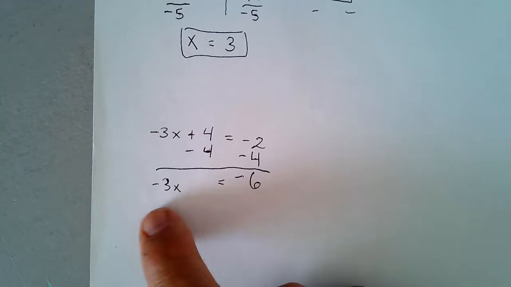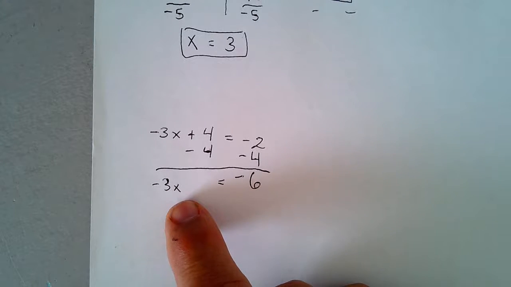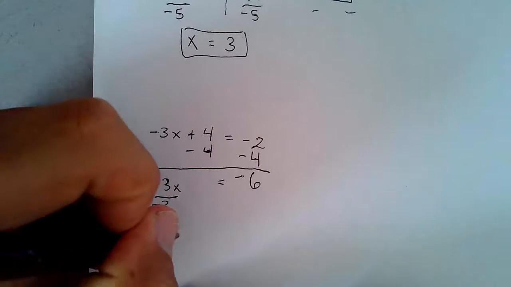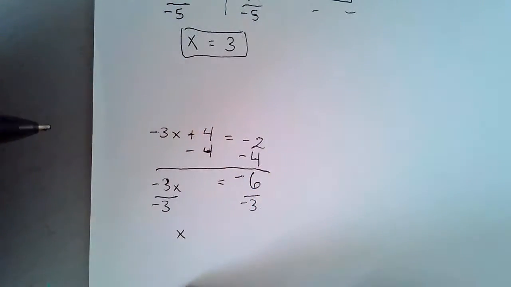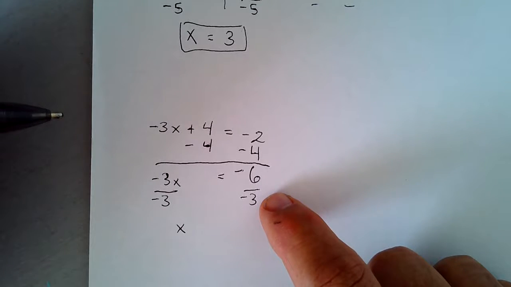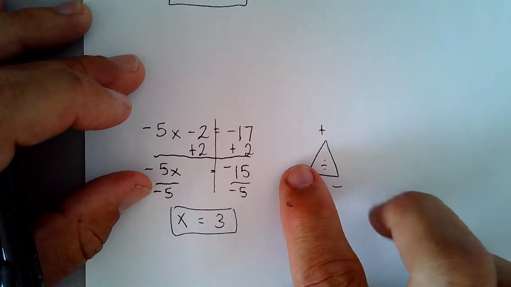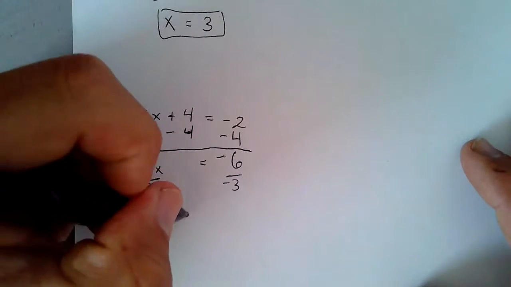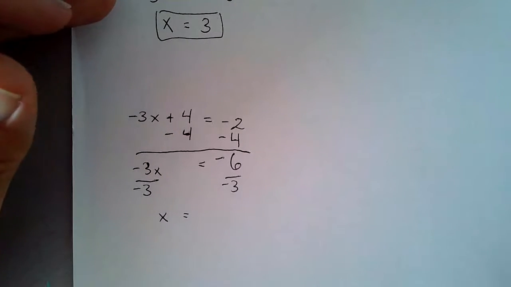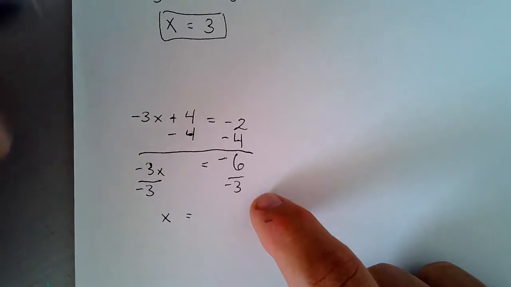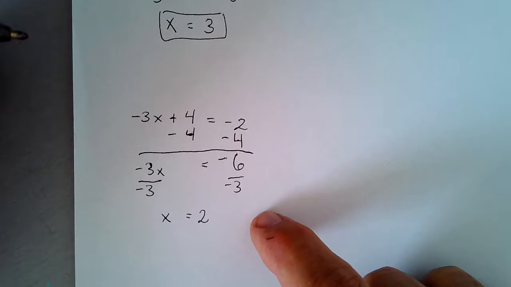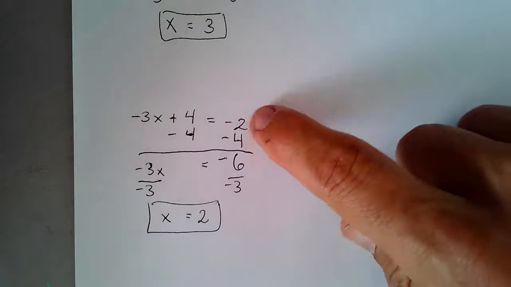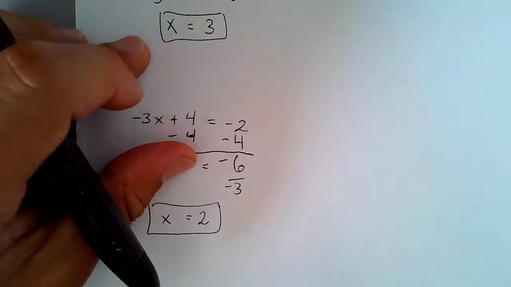All right. We have negative 3 times x. We're going to divide by negative 3. These cancel each other out. And negative 6 divided by negative 3. Well, over here, a negative divided by a negative is a positive. So this is going to be positive. I won't write the positive sign, but 6 divided by 3 is 2. And there's our solution to the two-step equation. All right, I've got a couple more now.